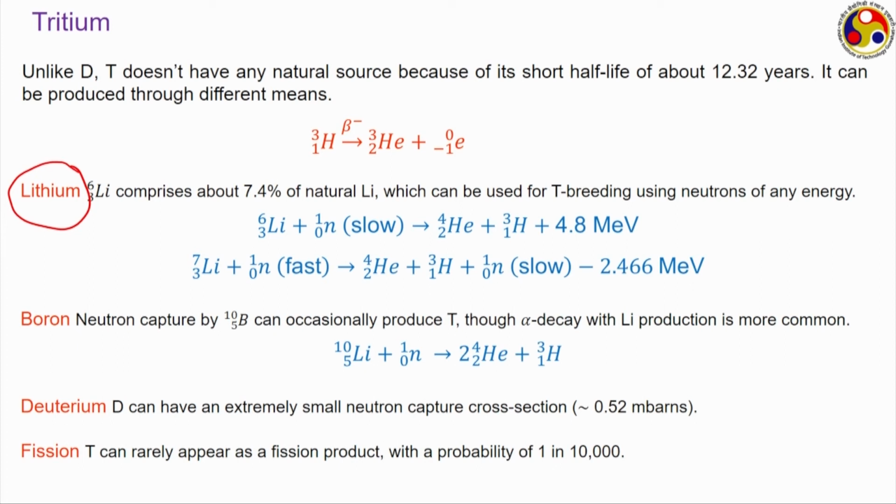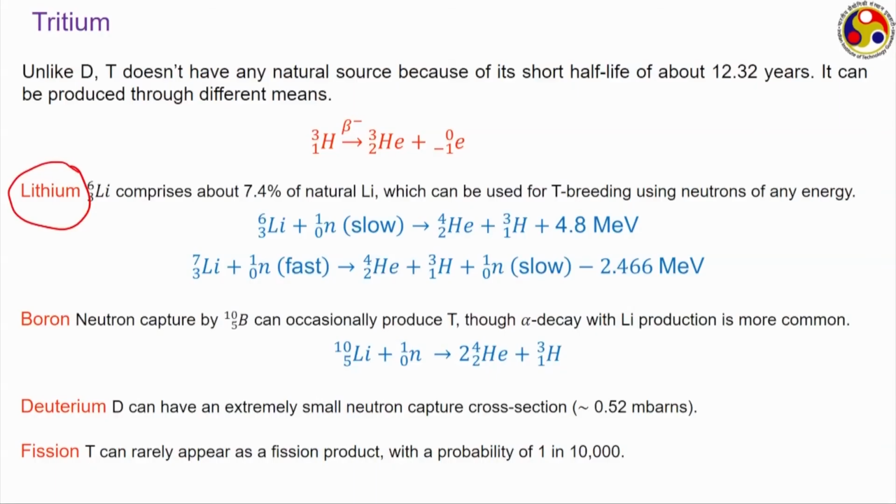Generally, whatever fission reactors we have, they are covered by a blanket of lithium 6 or lithium 7, both can be there, and the neutrons which are produced because of the reaction can interact with both lithium 6 and lithium 7. Like as is already shown, lithium 7 requires fast neutrons, but lithium 6 can be activated by neutrons of any energy.